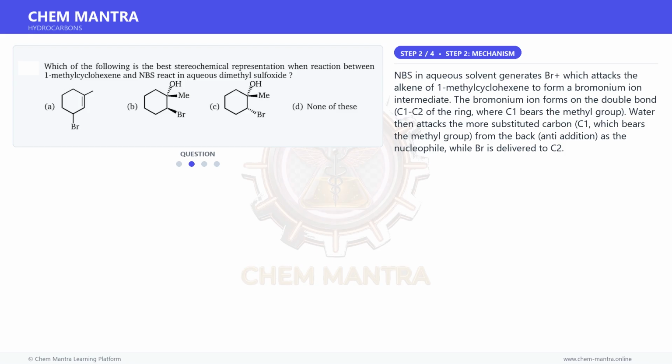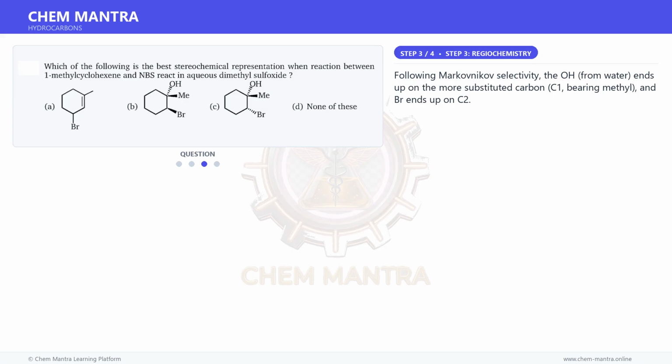Water then attacks the more substituted carbon, C1, which bears the methyl group, from the back, anti-addition, as the nucleophile, while Br is delivered to C2. Moving on to the next step. Following Markovnikov selectivity, the OH from water ends up on the more substituted carbon, C1 bearing methyl, and Br ends up on C2.